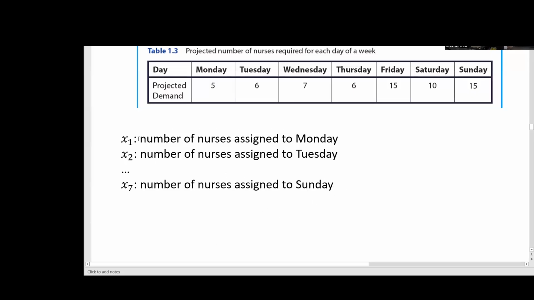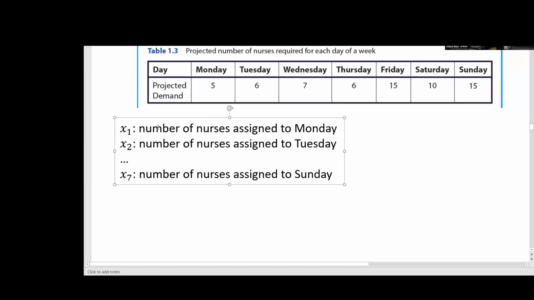Okay, do you agree that I can give you the solution? Hire this many for Monday. Hire this many who will start on Monday. Hire this many whose start day is Monday. Hire this many, like 2, whose start day is Tuesday. 5 whose start day is Wednesday, and so forth. That's the solution. And the sum of those is basically the total number of nurses that I will be hiring.